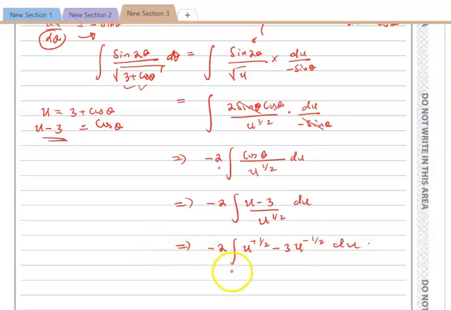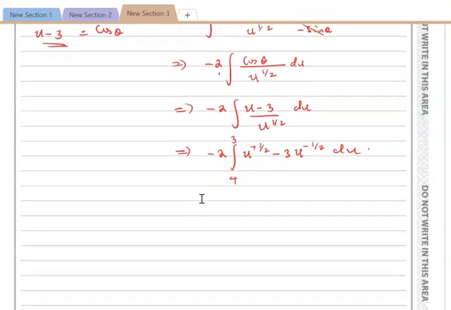Now I can bring back my limits. Remember, the limits were from 4 to 3. Now integrate. When you integrate and then put in the limits, your integral, I will just write over here, minus 2 is outside. I get my integral here as you add 1, which is going to be 3 over 2, and then you divide by 3 over 2, it should be just 2 over 3. Minus, you add 1 to a half, which is a half, and then divide by a half, which is going to be just 2. Close the brackets, and then you have from 4 to 3.